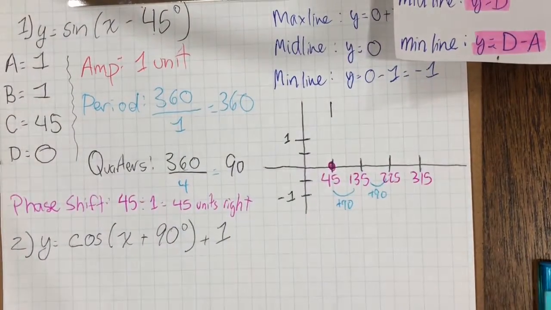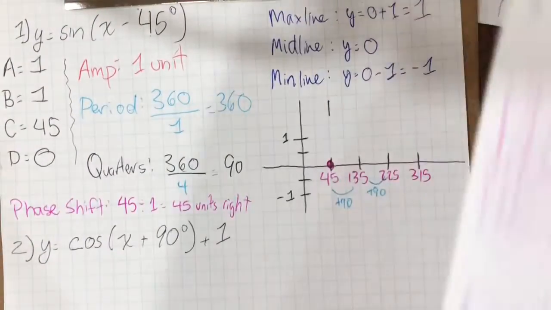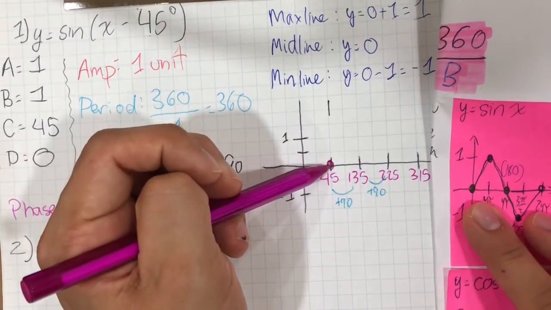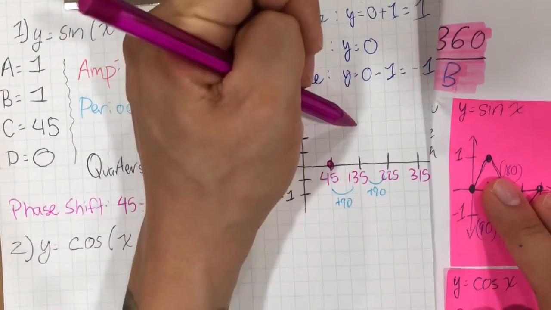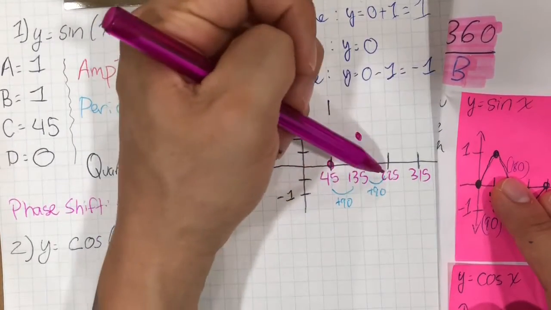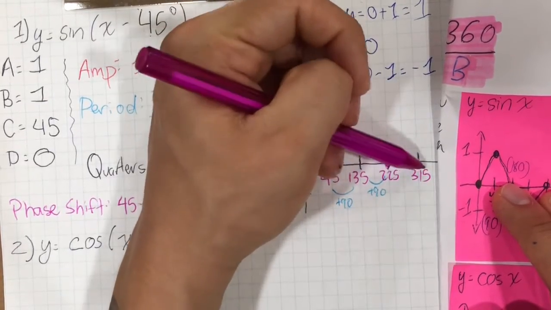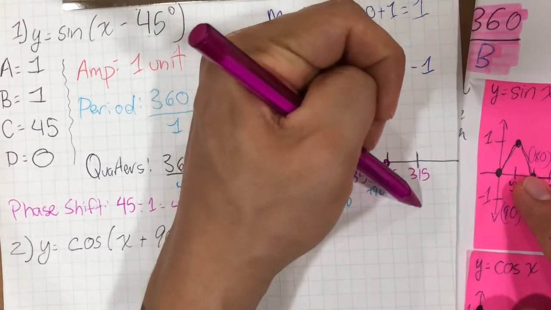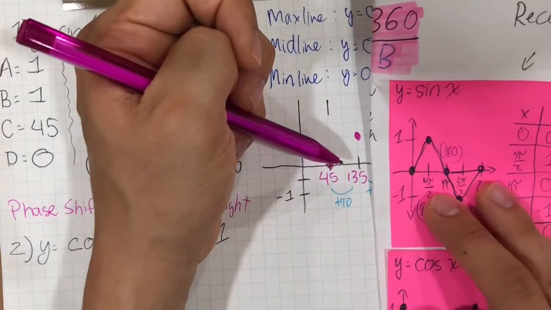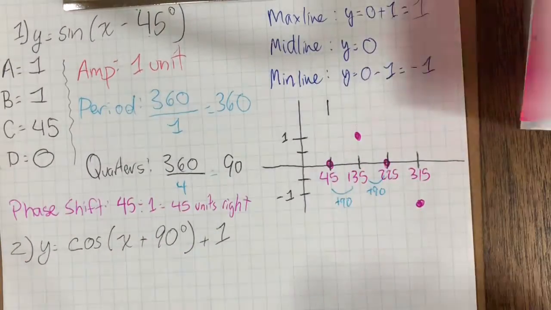Okay, so now let's go ahead and get started. We start off at 45, 0, that's the midpoint. And then I'm going to go from mid to max. So at 135, I'm up 1. Then I'm down at 225 to the mid. Then at 315, I'm at the minimum. And then it seems like at the 5th point, we go back to the mid, and I still need to figure out my 5th point.